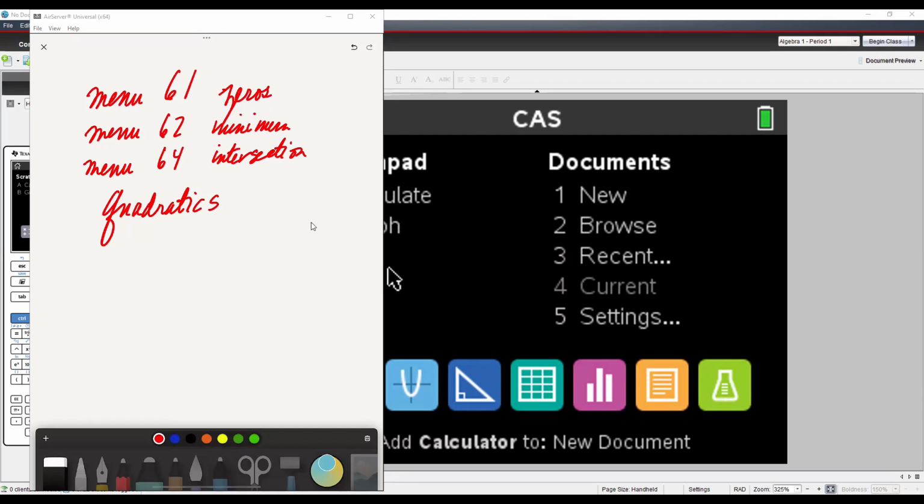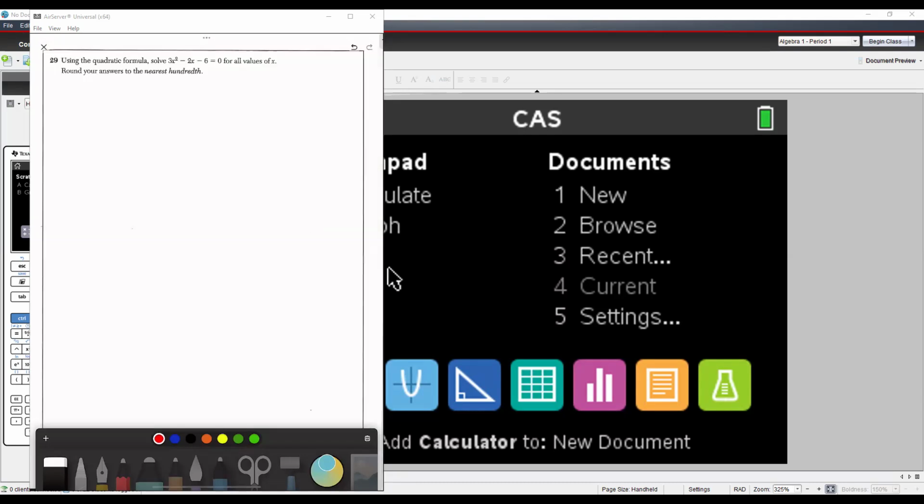So let's go. First question, they want us to use the quadratic formula and round to the nearest hundredth. As soon as you see rounding, you know you're going to use menu 61. You don't have to do anything else. Of course, you've got to use the quadratic formula, but we're going to graph it.